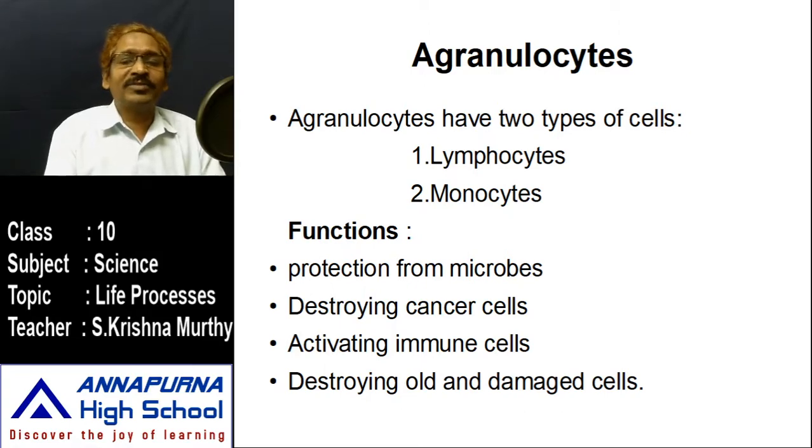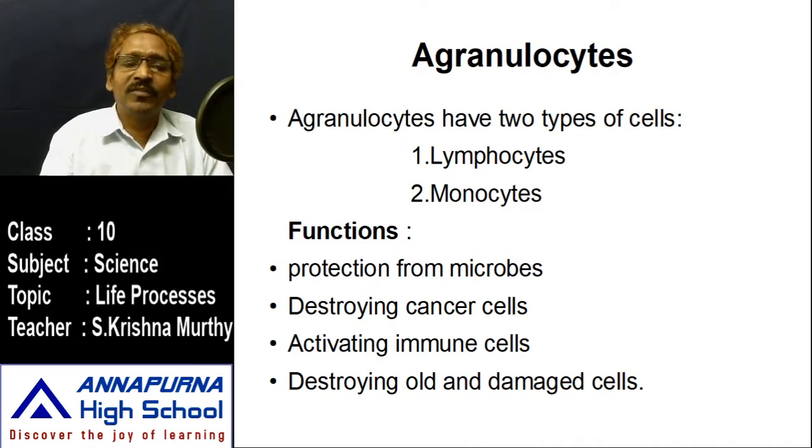Agranulocytes have two kinds of cells. What are the two kinds of agranulocytes? One is lymphocytes, another one is monocytes. Later we will discuss the required percentage of lymphocytes and monocytes, what should happen whenever they cross it, and what the functions of agranulocytes are. Later we will discuss that.